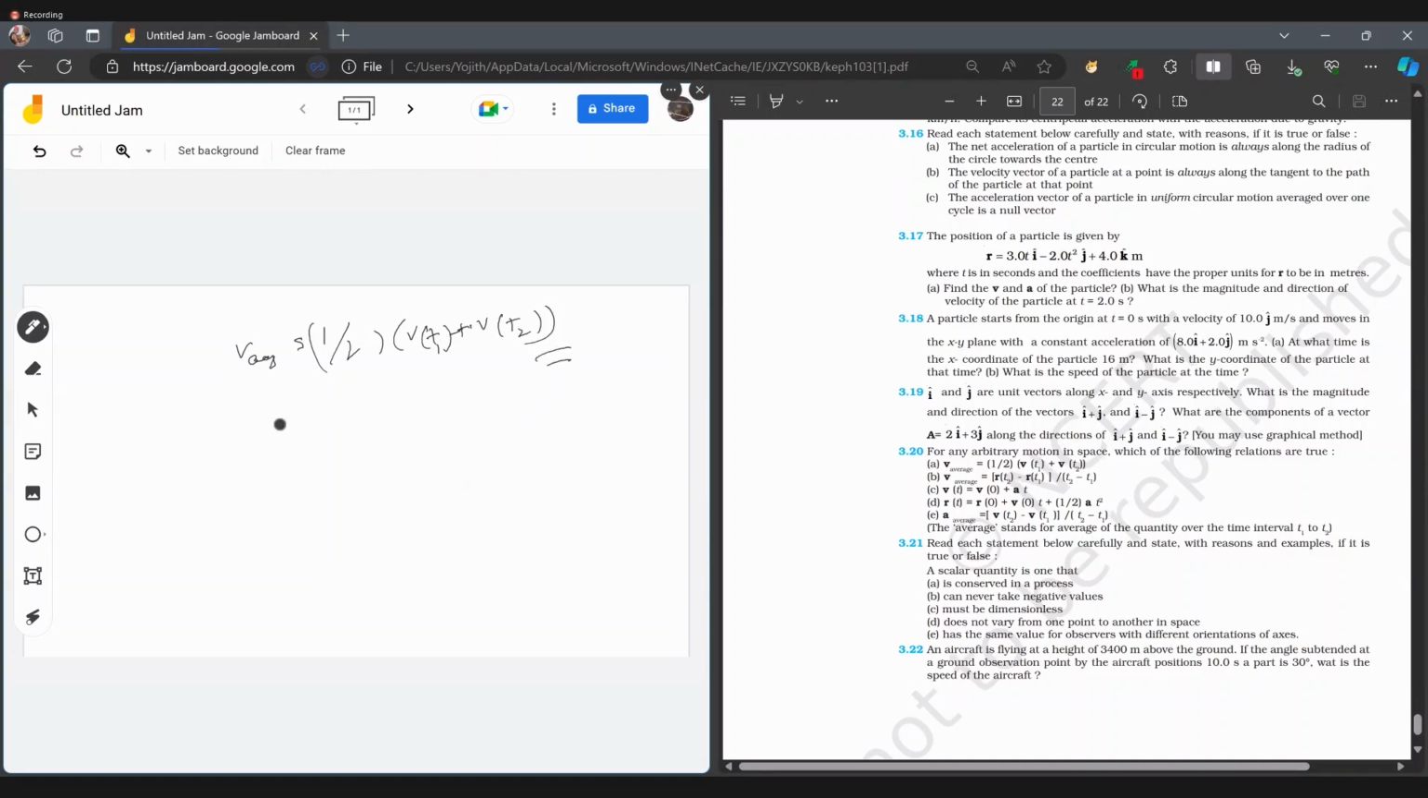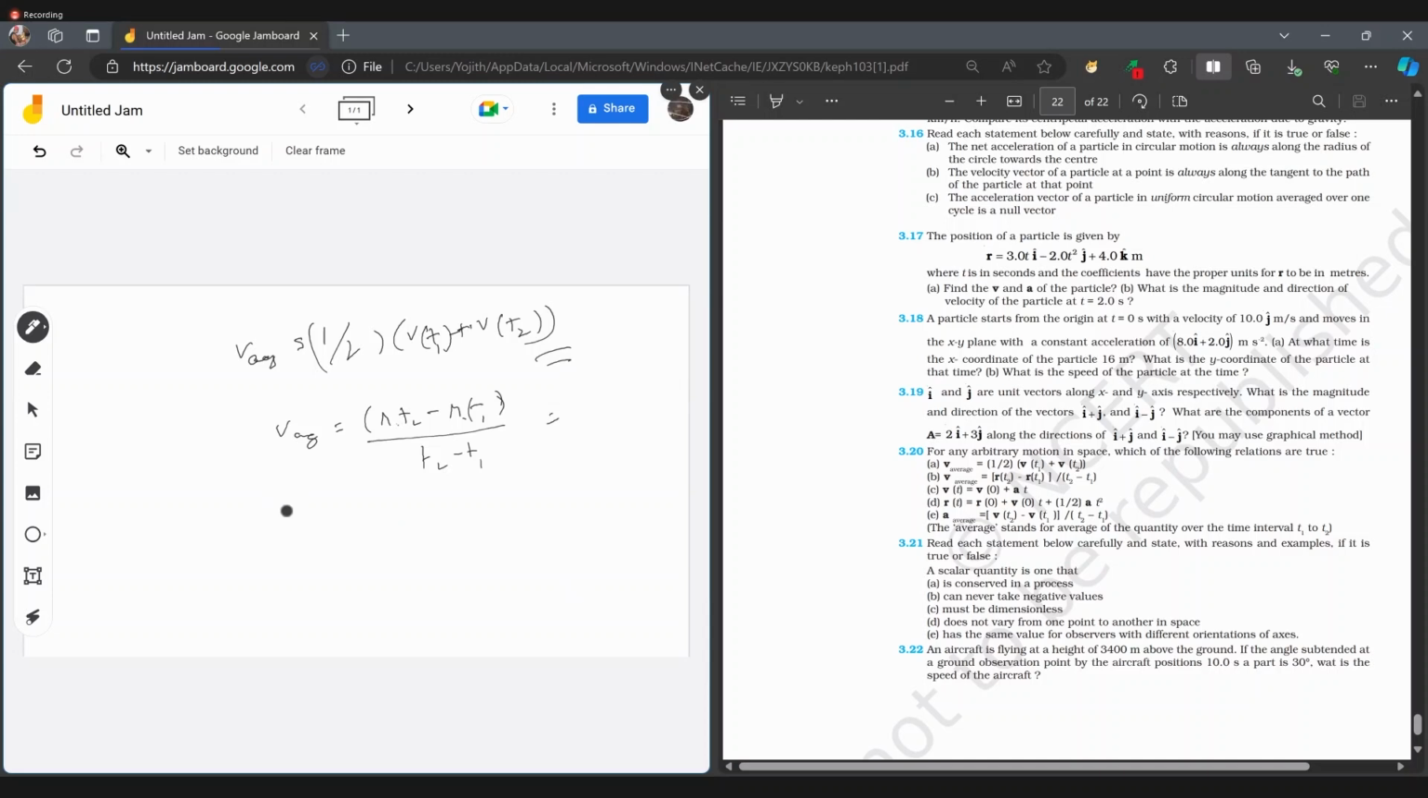ఓకే, దెన్ వీ హ్యావ్ v average is equal to r into t2 minus r into t1 divided by t1. Okay, this is true. Okay, and this is not r into, it's r at t2. Okay, r at t2 and r at t1. Basically get displacement over time taken.